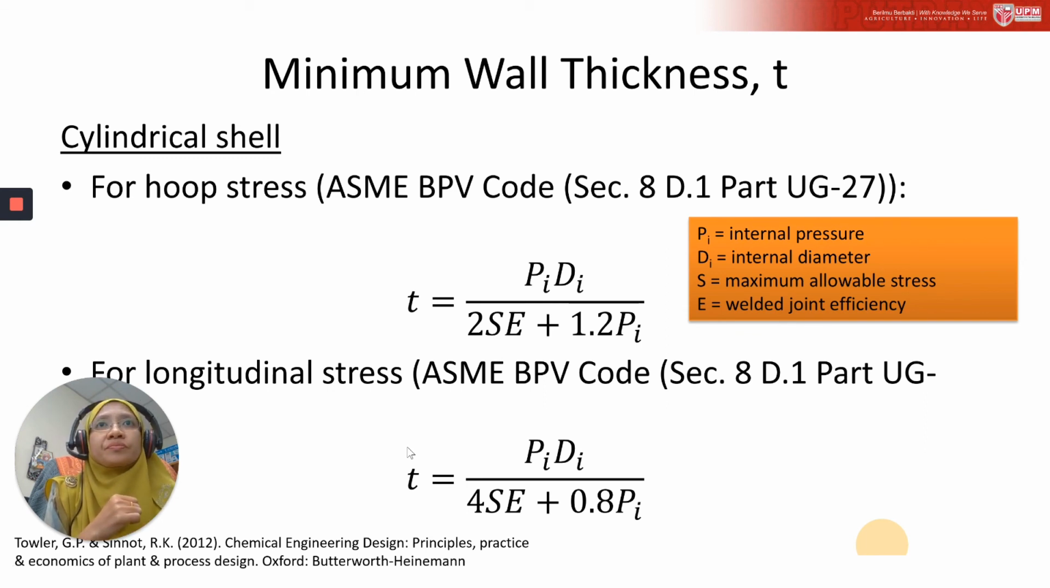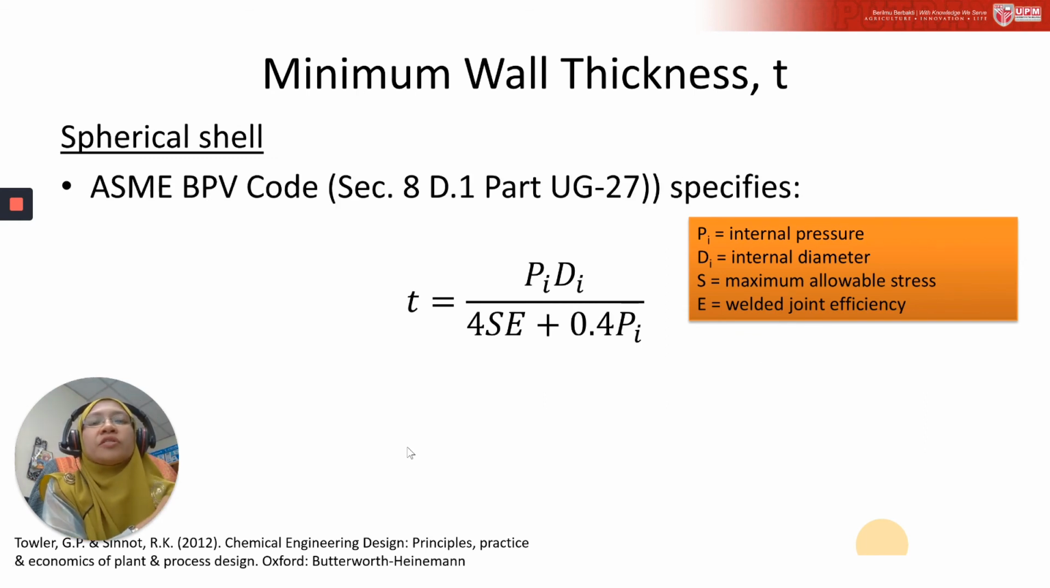Then for the spherical shell, the ASME BPV code specifies this equation to be used. So there are two different equations. All of these equations that I have shown to you, you can use in any consistent unit. There is no limitation for using these equations. I stop here for the minimum wall thickness for the spherical shell and cylindrical shell.